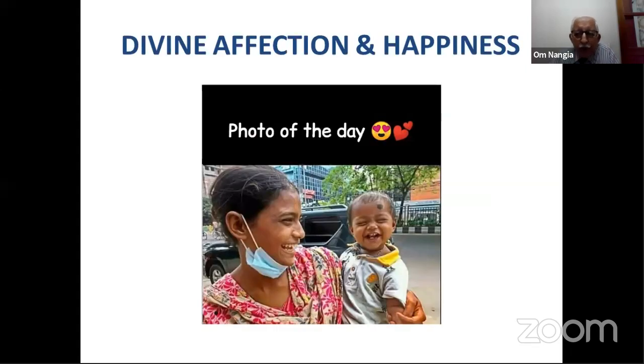And this is another picture. I showed you one picture in the beginning. This is a complementary picture where, in spite of having not much in their life, they have happiness. The picture itself depicts they have a divine affection and happiness. This is the kind of happiness we should get, which is not materialistic, but a real happiness.